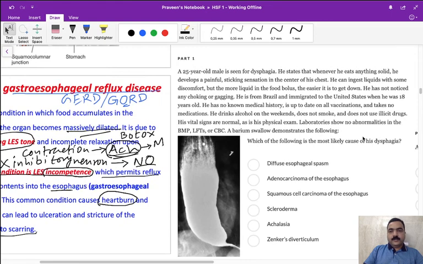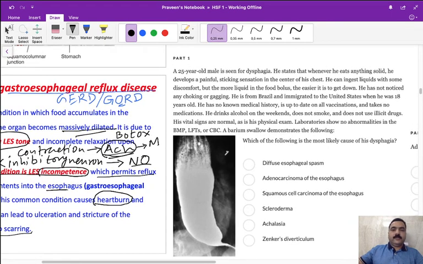Okay, so over here they are trying to describe a patient, a 25-year-old male, seen for dysphagia. Dysphagia means difficulty to swallow. He states that whenever he eats anything solid, he develops a painful sticking sensation in the center of his chest. That is like a heaviness, a painful sticking sensation in the center of his chest.